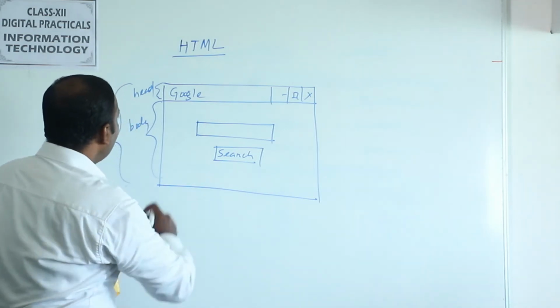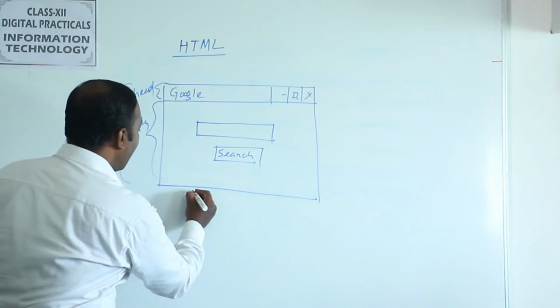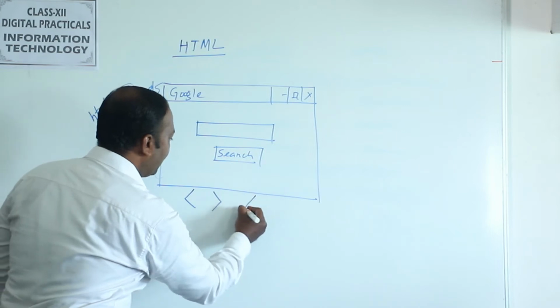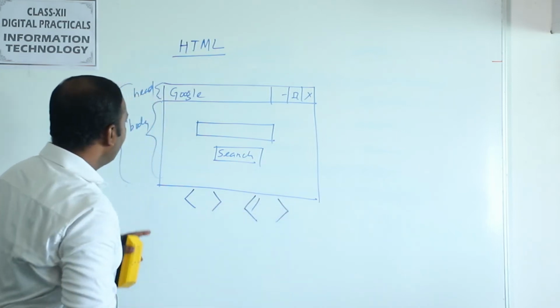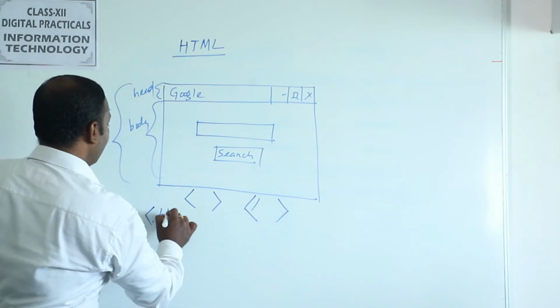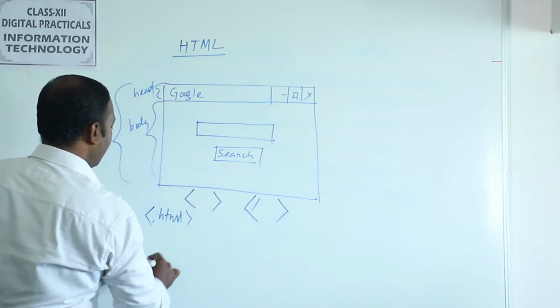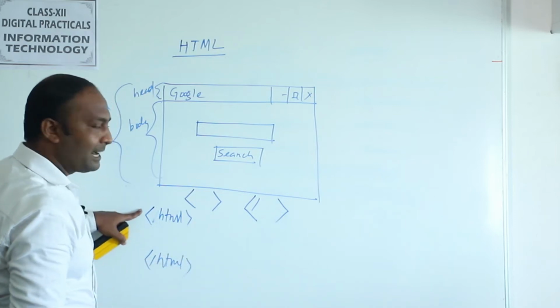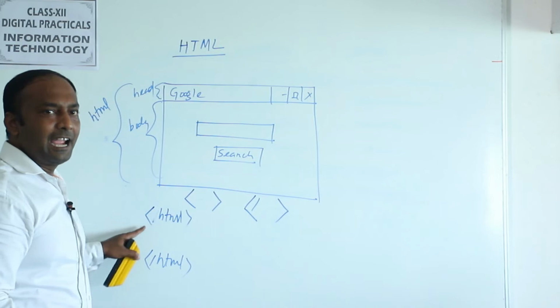Now if we talk about HTML tags, all the tags in HTML are written inside angular brackets. This is the starting bracket and this is the ending bracket. So this is HTML. HTML will start with HTML and end with slash HTML. That means HTML starts, HTML ends. The starting tag and ending tag.